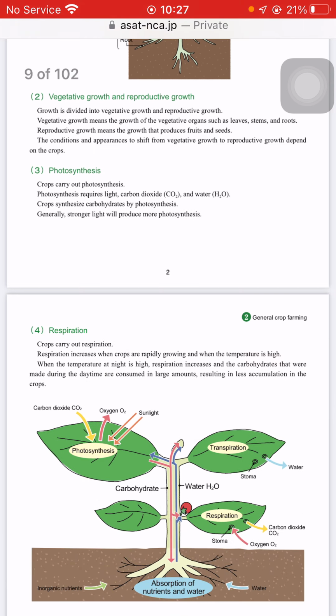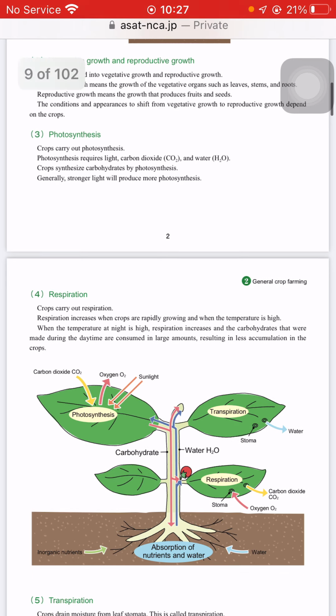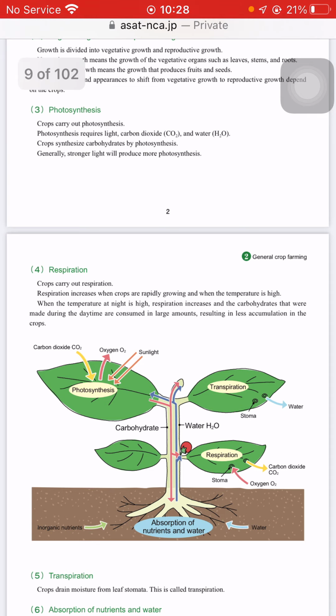Respiration. Crops carry out respiration. Respiration increases when the crop is rapidly growing and when the temperature is high. When the temperature at night is high, respiration increases and carbohydrates that were made during the daytime are consumed in large amounts, resulting in less accumulation in the crop. So photosynthesis takes in carbon dioxide and sunlight, and oxygen goes out.